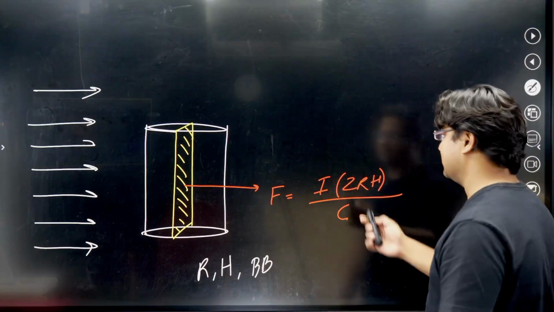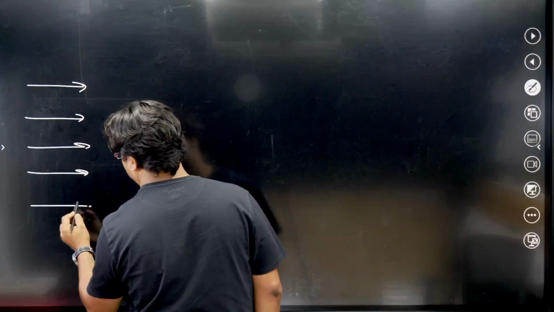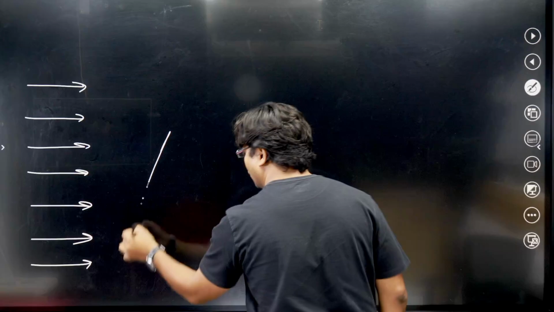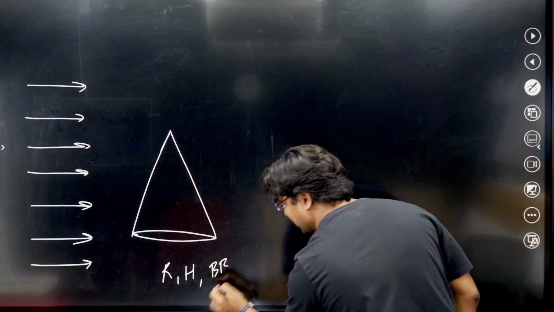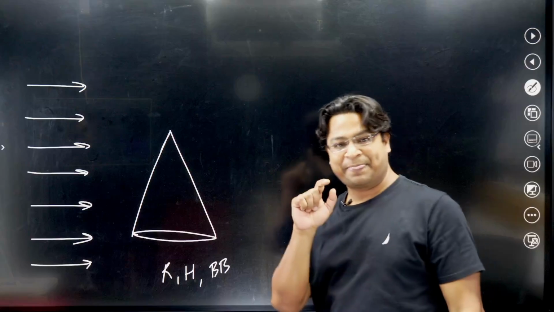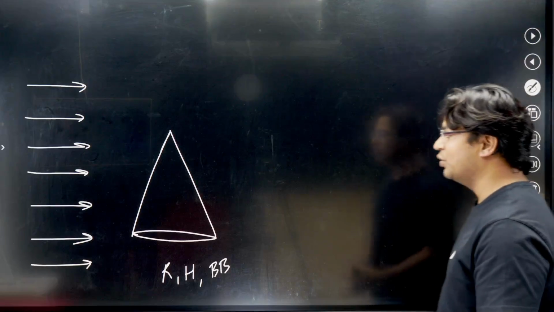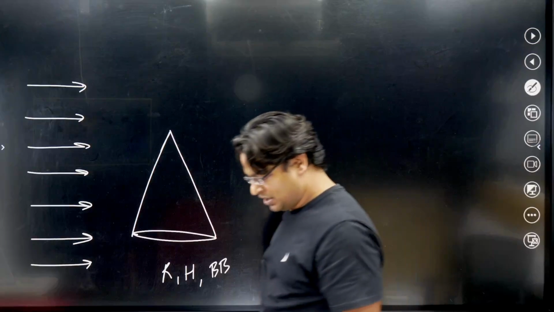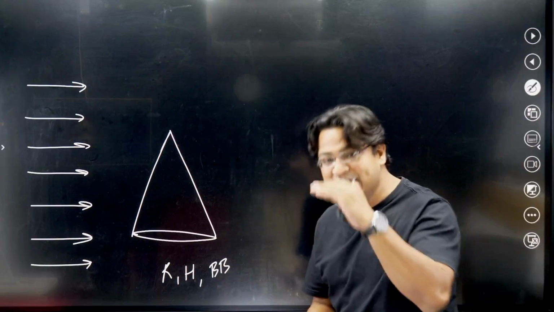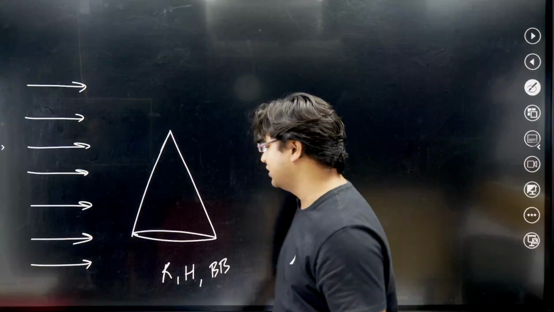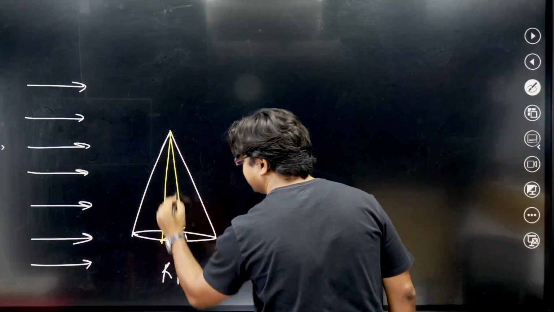Okay, let's see one more example. What if we have a cone of radius r, height h, and it's a black body? Think about the shape of the shadow. Students, think about what kind of shadow this cone will make on a screen behind it. If you are thinking a triangle, then you are right. The height of the triangle would be h, the base would be 2r. If I split this cone from between, this is the kind of triangle that will be exposed.